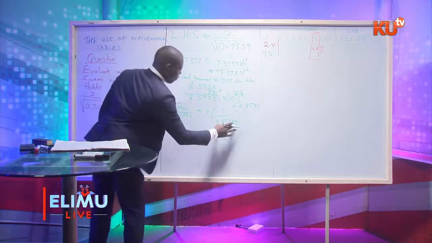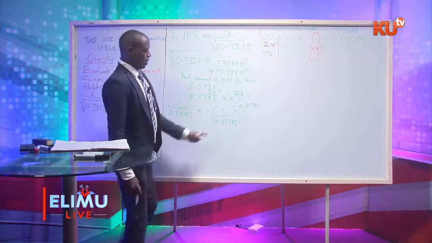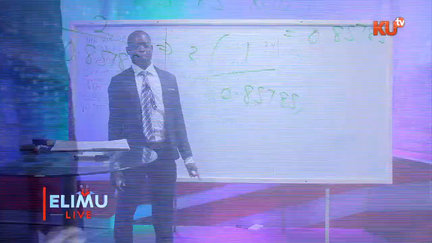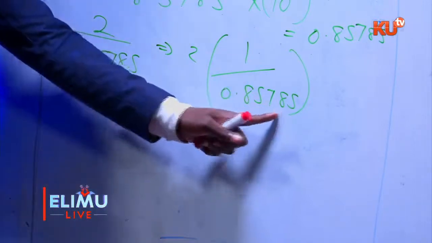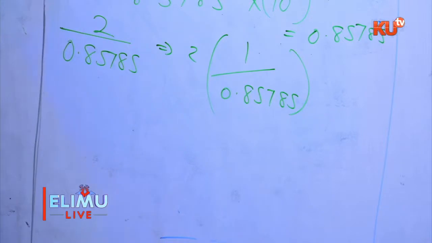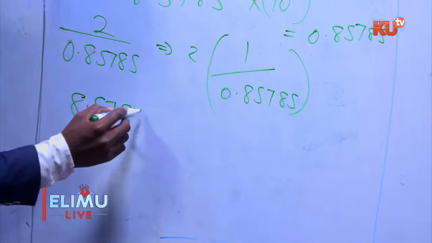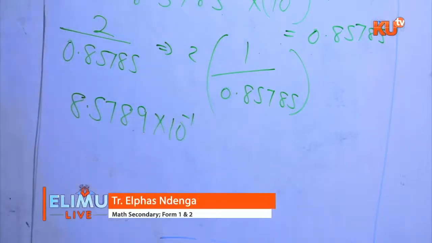So we shall get the reciprocal of the denominator, and then we multiply it by the numerator. If you count these digits, this is 1, 2, 3, 4, 5. There are 5 significant figures. But our mathematical table gives to 4 significant figures, so you have to round off to 4 significant figures. And so that will mean we round off this to make it 9. 5 can round off 8 to 9. So it will be 8.579 times 10 power negative 1. That is in standard form.